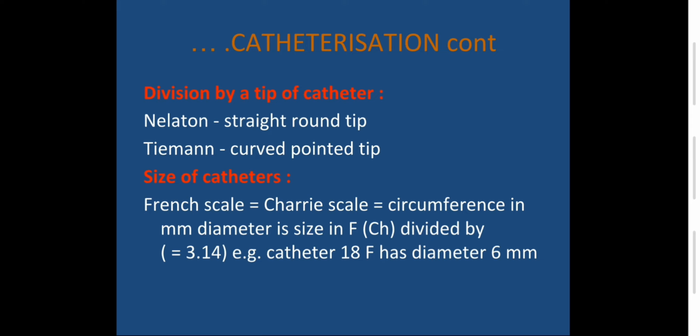Regarding the tip of the catheter, we have the Nelaton catheter, where the tip is a straight round tip, and the Tiemann catheter, where the tip is a curved pointed tip. Size of the catheter: the size is measured in French or Charriere. It measures the outer circumference of the shaft of the catheter, and every 1 millimeter equals 3 French, or every 1 French equals 0.33 of a millimeter.